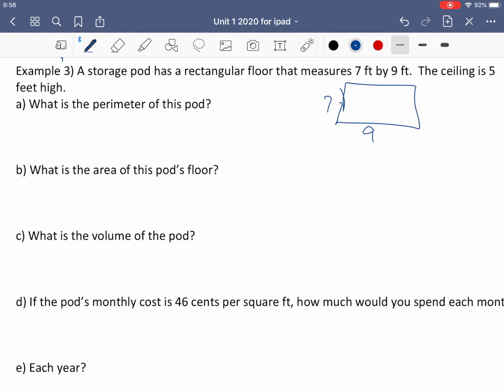So remember, perimeter is distance around. There are fancy perimeter formulas, but I don't really need a perimeter formula. I just need to add the lengths of all 4 sides. And we can add them because they're all the same units. So I can add all 4 of the numbers. I can add feet and get 32 feet.